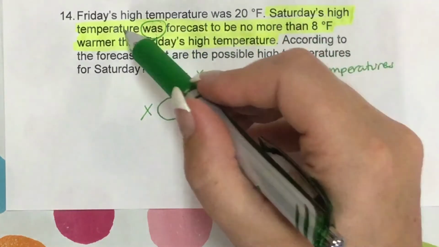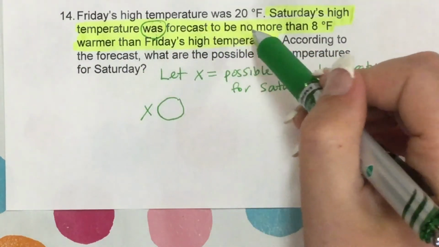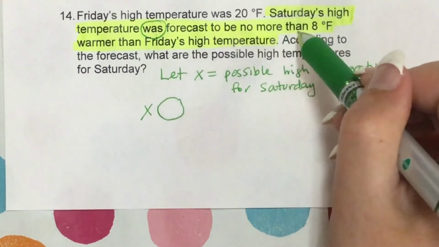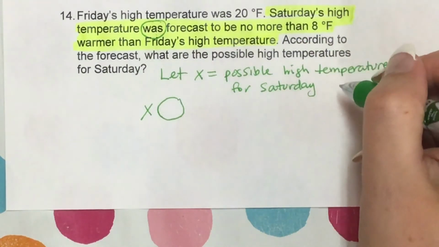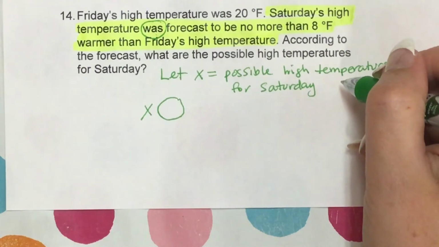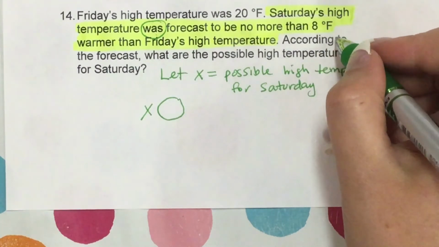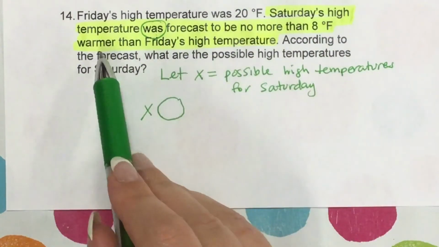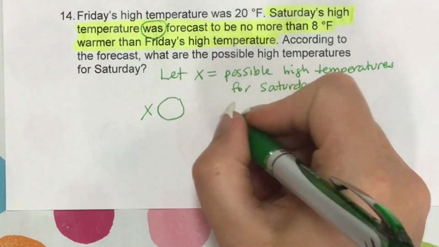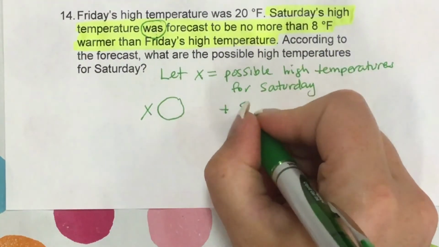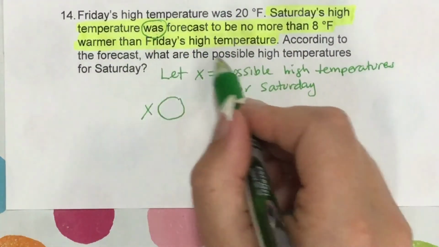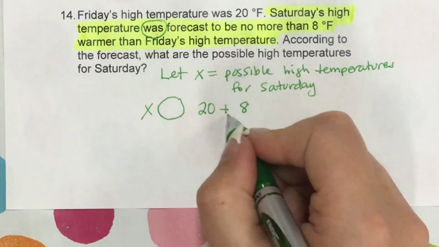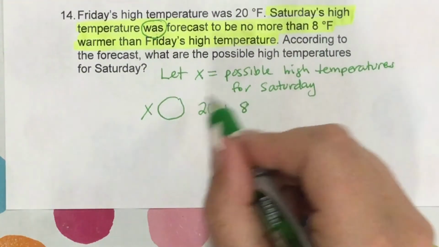So Saturday's high temperature was forecast to be no more than 8 degrees warmer than Friday's temperature. So no more than 8 degrees warmer than. So warmer than is kind of like more than. So it's going to be plus and then flip. So we have plus, we're going to flip the 8 to the back, and then Friday's temperature is going to flip to the front of warmer than, which would be 20. So 20 plus 8. So that's going to be that side.